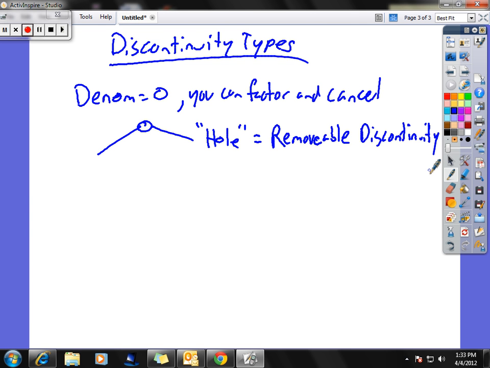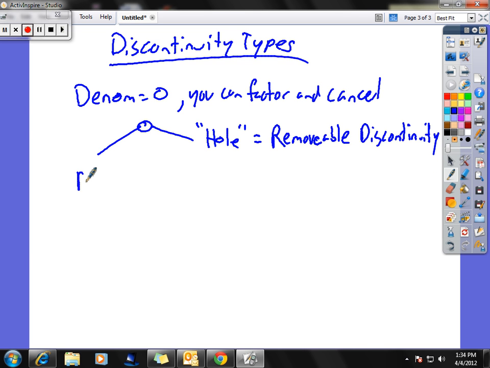The reason why you can remove the discontinuity is because when you factor and cancel, that's kind of what you're doing, removing that discontinuity. But that hole is still there. It seems a little weird, but you can remove the discontinuity by filling in the hole, and then that makes it continuous. So a hole is a removable discontinuity.